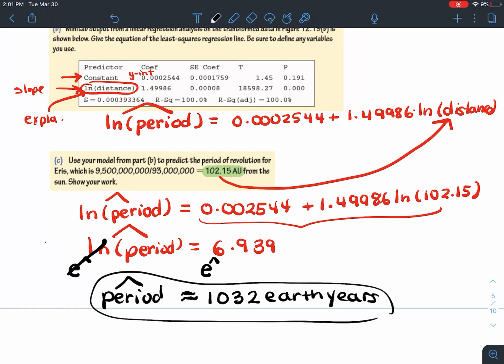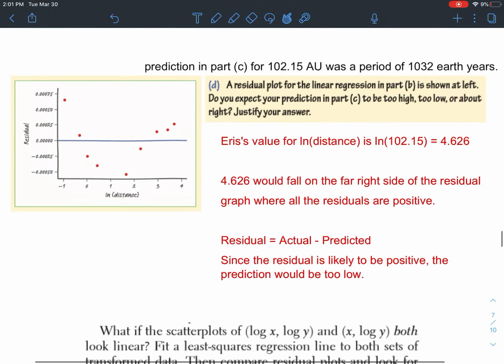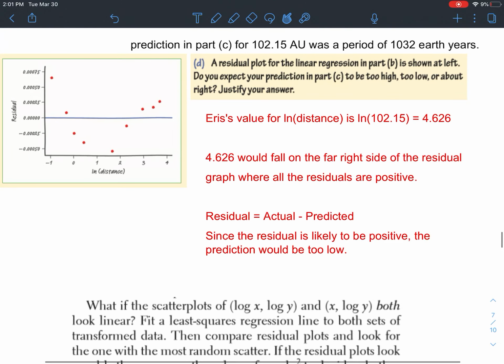All right, let's take a look at the next page. This is piggybacking a little bit on what we just did. The prediction in part C, when we were asked to plug in the 102.15 astronomical units, was 1,032 Earth years. That's what we just wrote down. Now, here's what part D is asking. Here you can see on the left, this is a residual plot for the linear regression that we did in part B. Do you expect your prediction from part C, that it would take 1,032 Earth years for one full rotation, to be too high, too low, or about right? And we want to justify our answer.